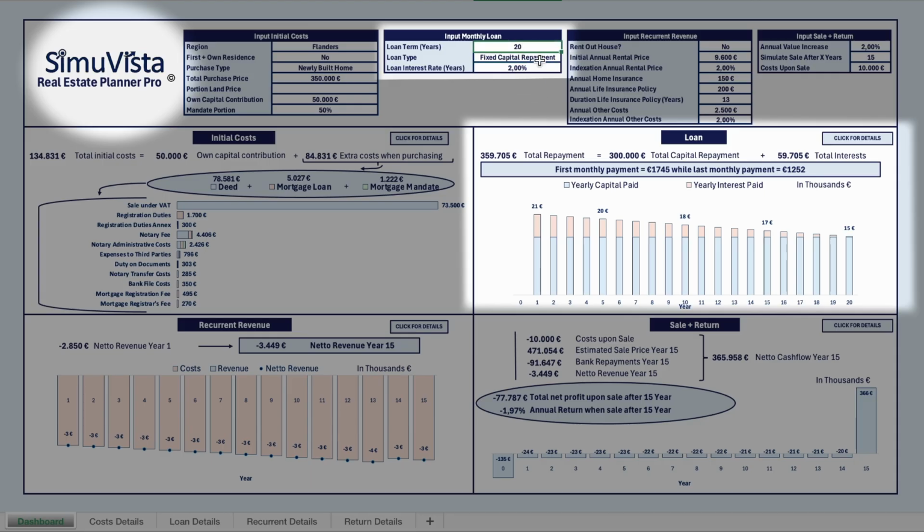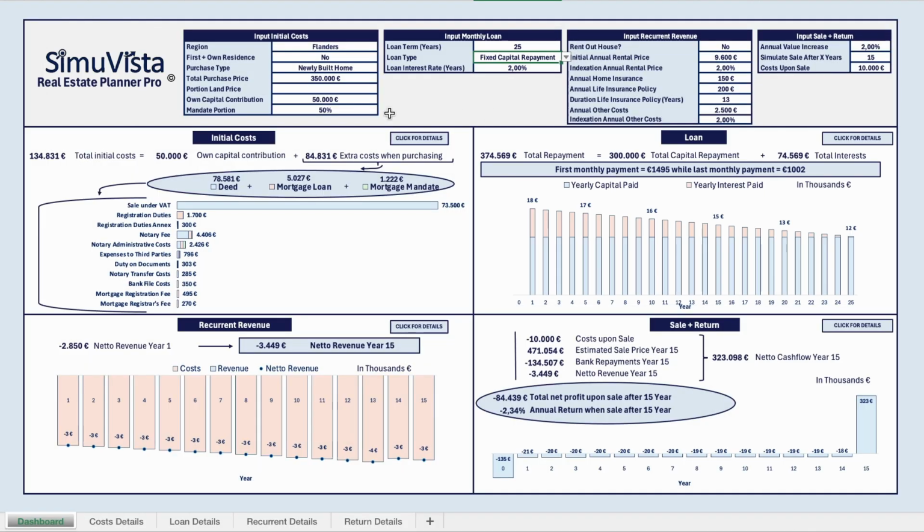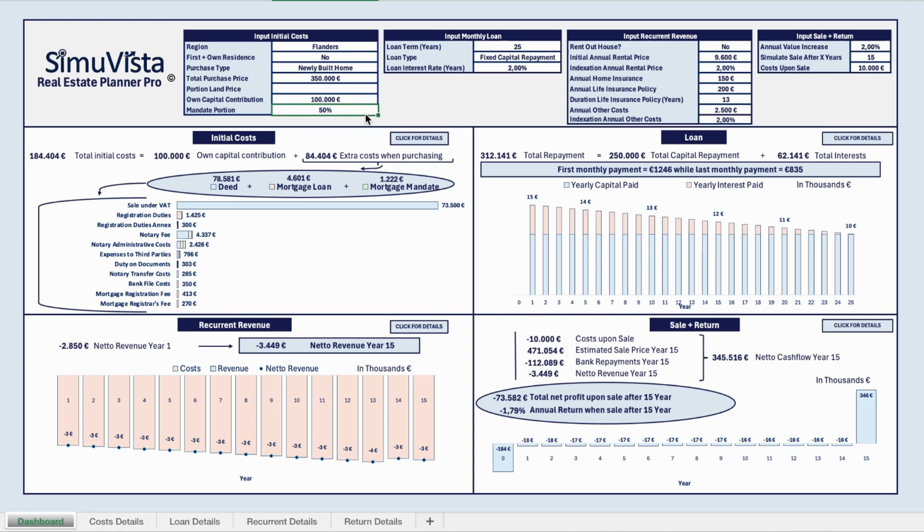For example, if you would extend your loan from 20 to 25 years, you will reduce your monthly costs, but you will increase the total interest that you will pay over time. Or if you say you will have a larger own capital contribution, let's take 100,000 here instead of 50,000, your initial cost goes up, but your monthly repayments drop significantly.